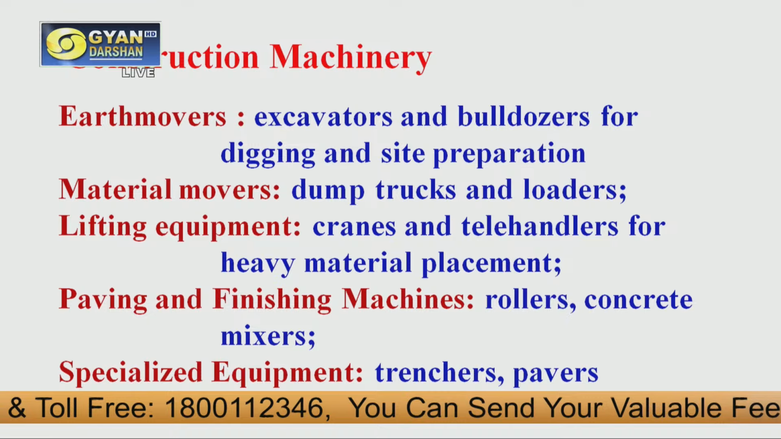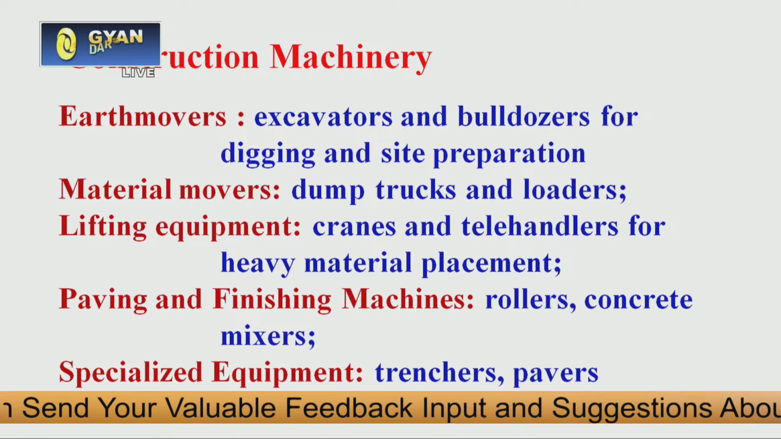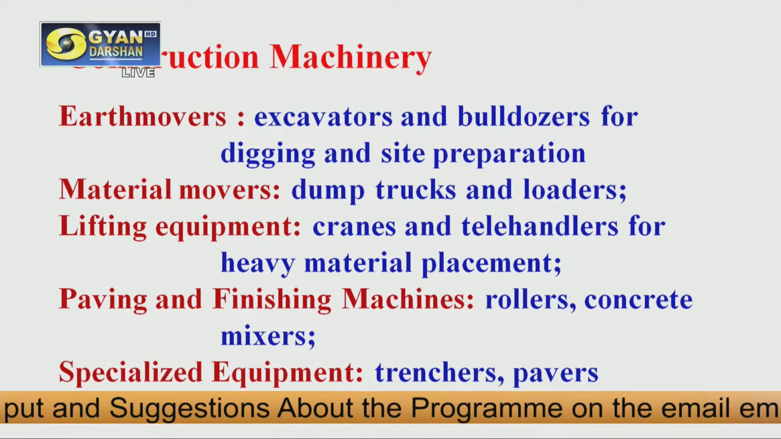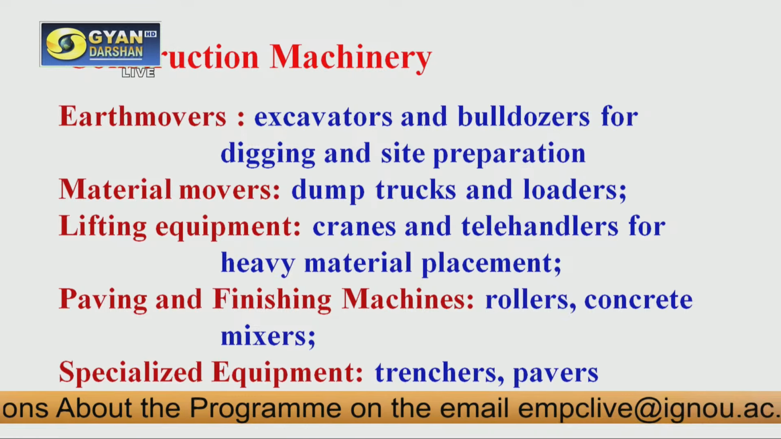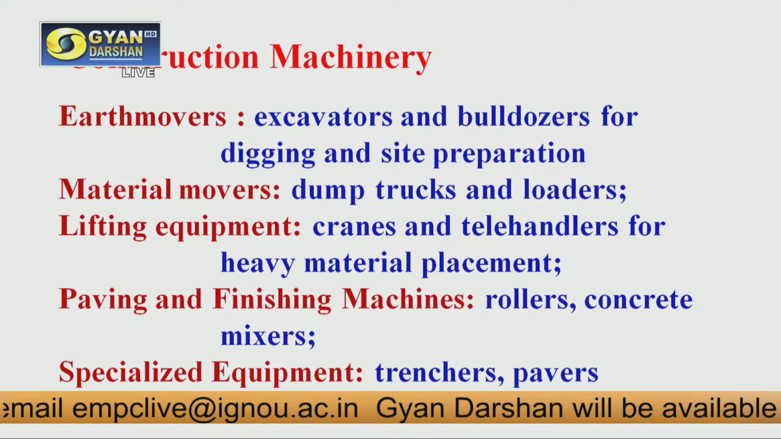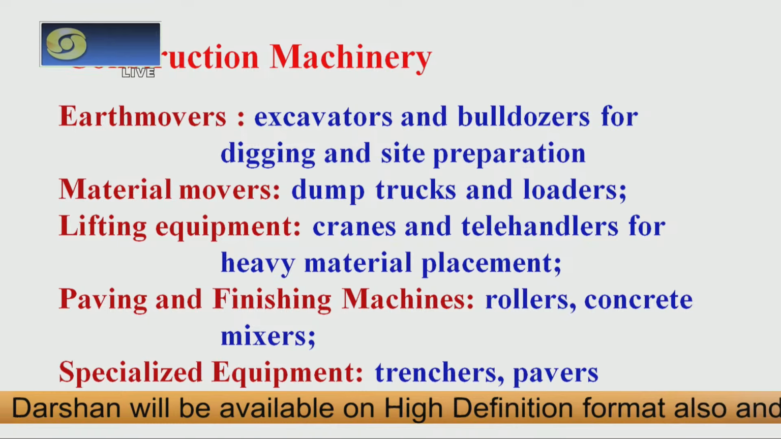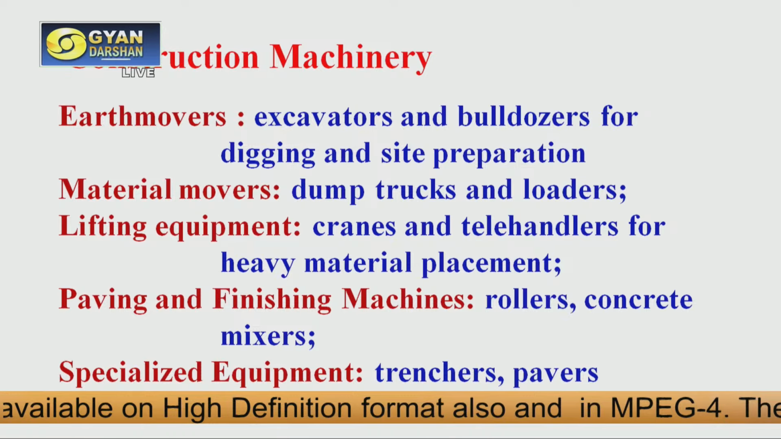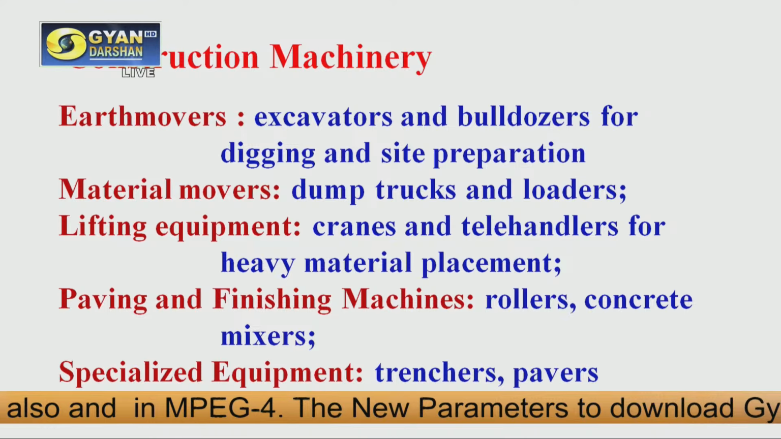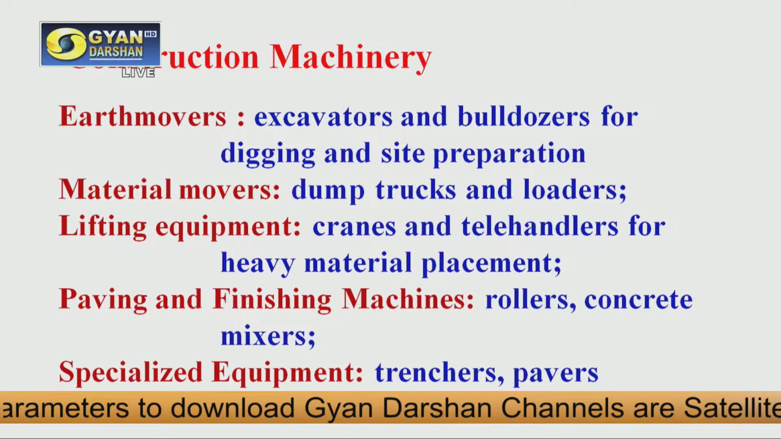Another category is paving and finishing machines. In this category, we count machines which are used for paving and finishing of surfaces. For example, rollers. Rollers are used to make the surface plane, mostly in road construction. Also, in the preparation of a site, when we are compacting the soil, we use rollers.